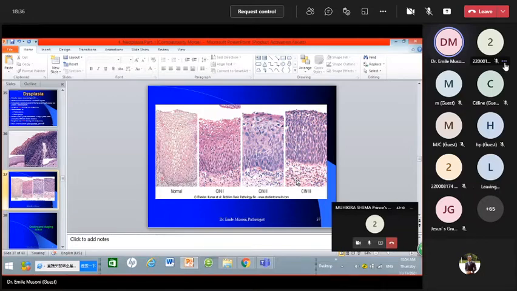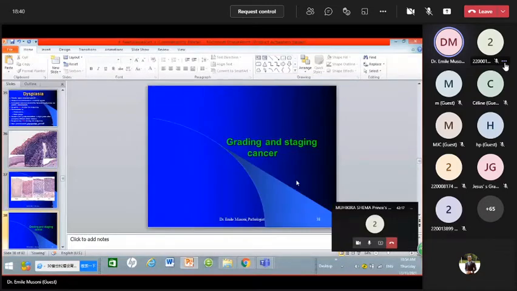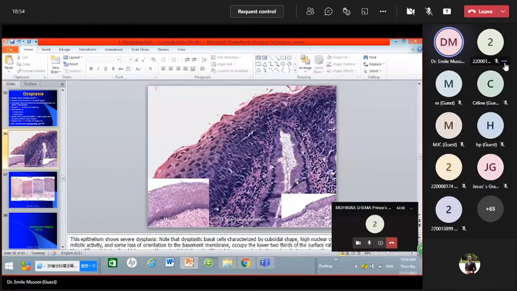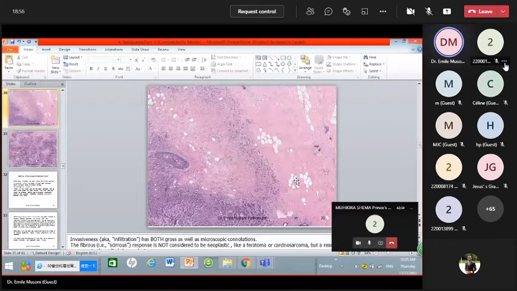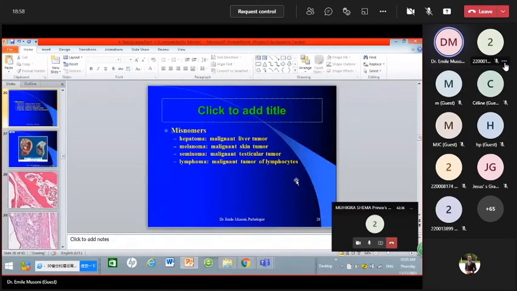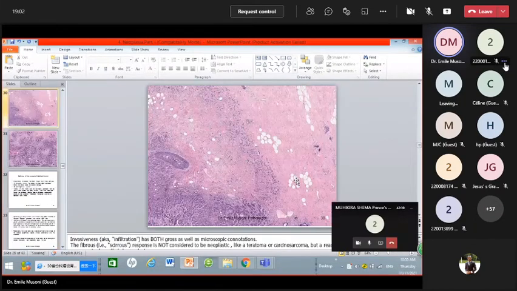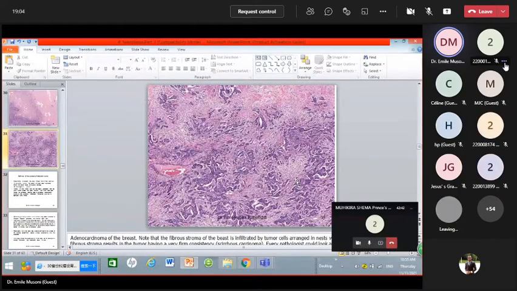So before we go to the grade and staging, we can have a break, but I would like to know if there is any question about dysplasia, metastasis, those nomenclature of the tumor. Any questions? Yes.